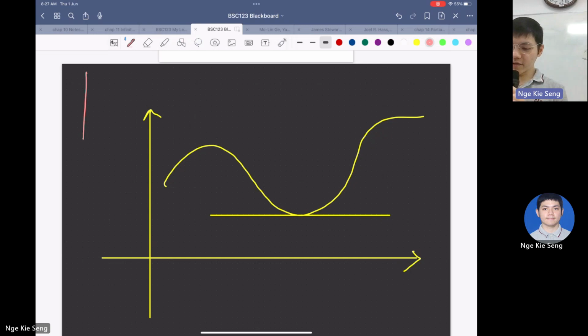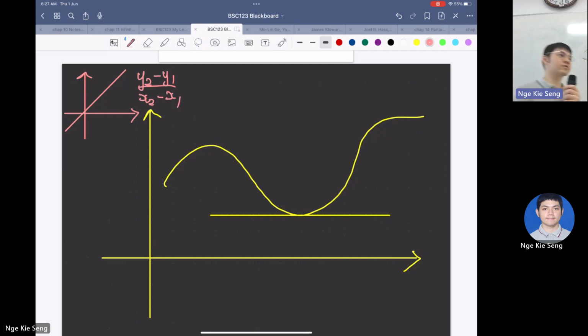First of all, we know how to find the gradient of a straight line. Do you know how to find the gradient of a straight line? y2 minus y1 over x2 minus x1. Okay, so this is what we define. And you can see that this number is not affected by which y2, y1, x2 or x1 you pick on this line. Any y2, y1 will work for the line.